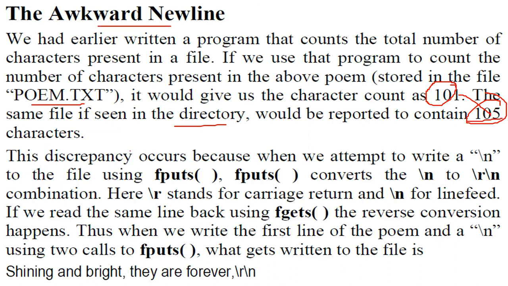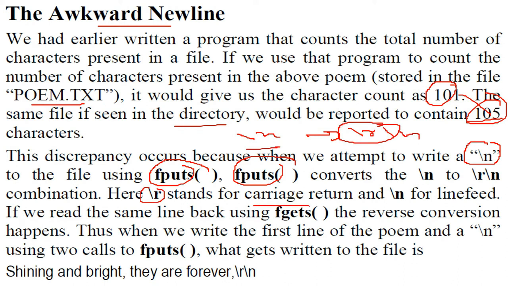This discrepancy occurs when we attempt to write \n to the file using fputs. What fputs does is it takes \n and puts \r\n instead of \n. So this is a combination. This \r is nothing but the carriage return, and \n is the line feed. So if we read back now, we have done it using fputs. When we use fgets, the reverse conversion happens. So when we write the first line of some file and a \n using 2 calls of fputs, we get \r\n in the place of \n.